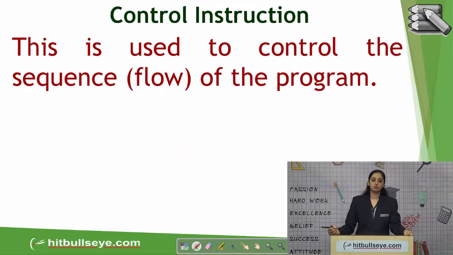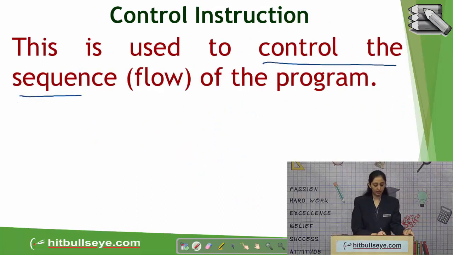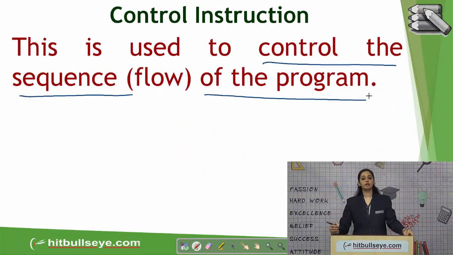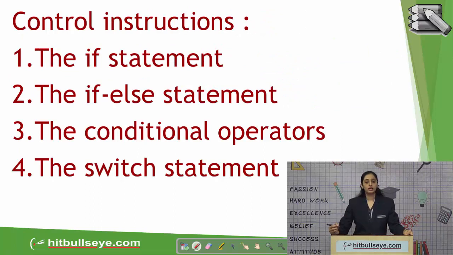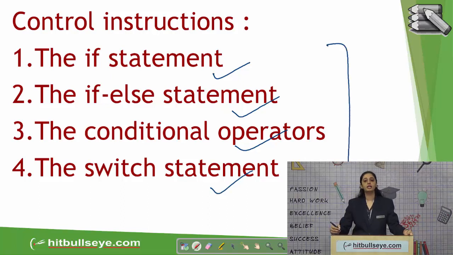Right, next is control instructions. This is used to control the sequence or the flow of the program, that is, in which sequence or flow the program will execute. Right, so there are four types of control instructions, that is the goto statement, if else statements, conditional operators and the switch statement. These types of statements we have covered in our sessions named control statement 1 and control statement 2.